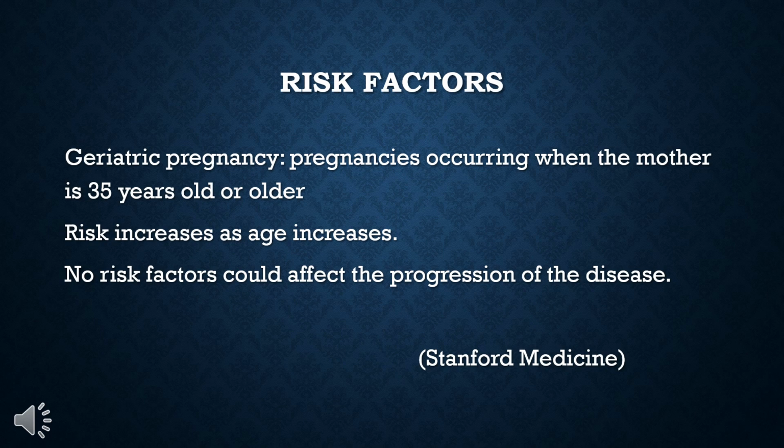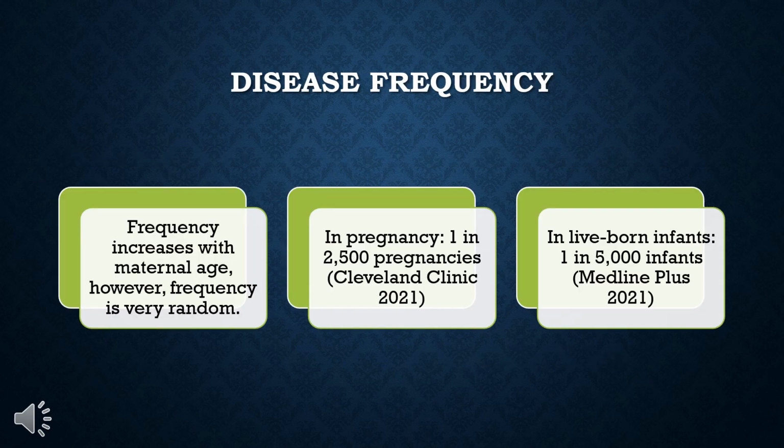The main risk factor is having a geriatric pregnancy. A geriatric pregnancy is a pregnancy that occurs when the maternal age is 35 years old or older. The risk during pregnancy increases as maternal age also increases. Since this is a condition diagnosed at birth or in utero, there are no risk factors that can affect the progression of the disease. Trisomy 18 is more common in pregnancy.